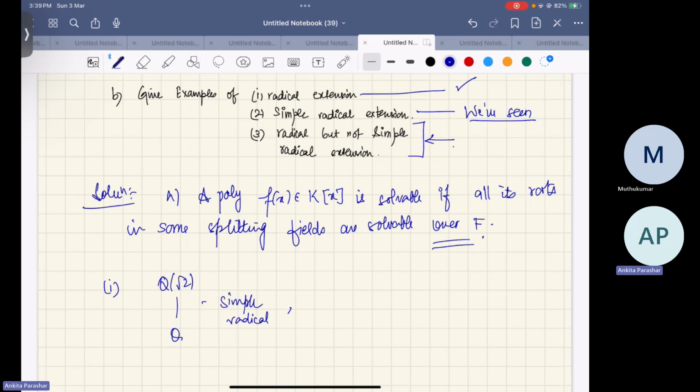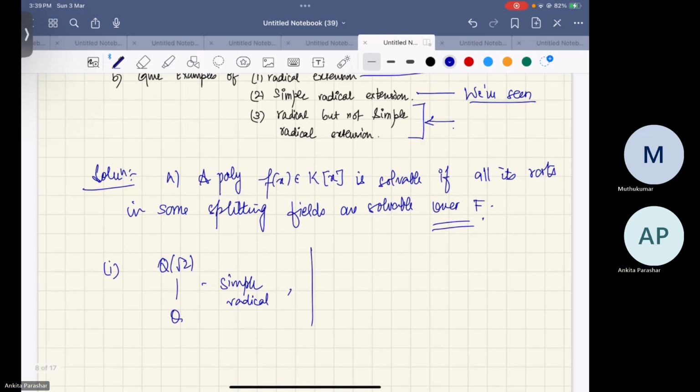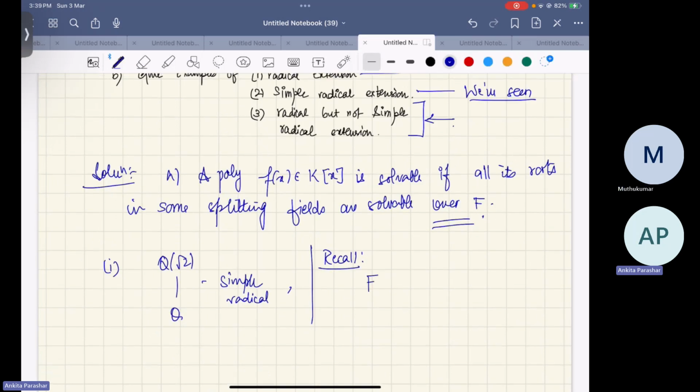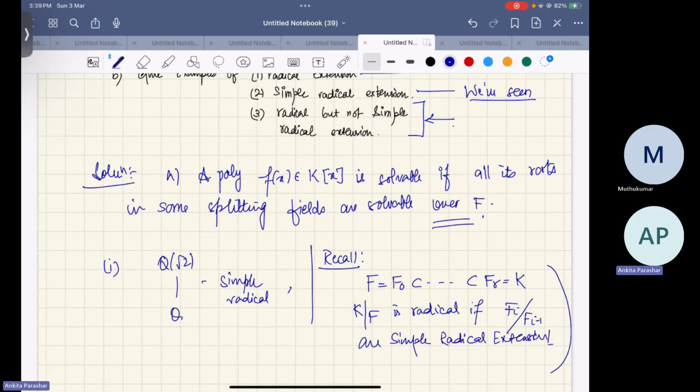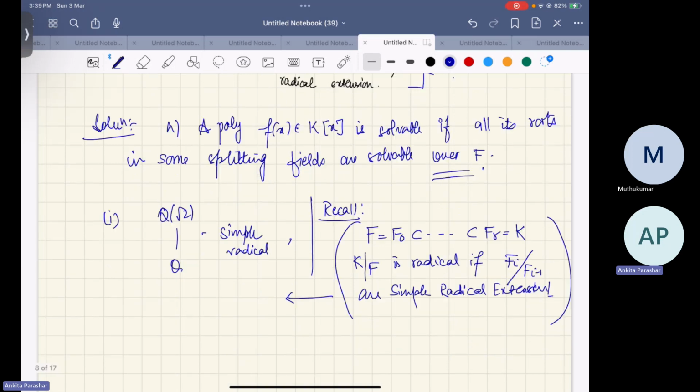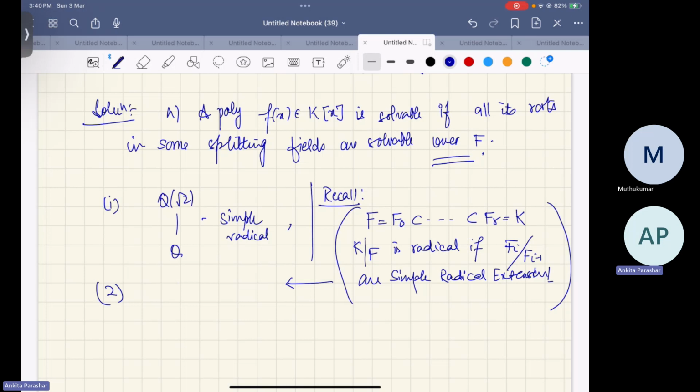So if you recall the definition of radical extension, I think you will get the example. So recall, we say K over F is radical if F equal to F_0 contained in ... contained in F_r equal to K, and F_i over F_{i-1} are all simple radical extensions. So knowing this fact, I think should give you some example of radical extension which is not simple. Can you make a tower like K containing Q(root 2), containing something, and so on, and you reach up to an extension K, and then you say K over Q is radical? Can you build such a tower?